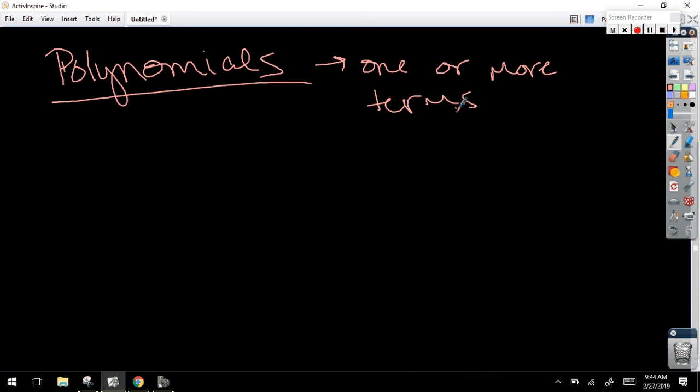So examples of terms might be 5x, negative 3x to the 5th, 7. All those are terms, okay? An algebraic term has variables in it, but a term is numbers, variables, exponents, that kind of thing. Okay, so a polynomial is made up of these terms added or subtracted together.